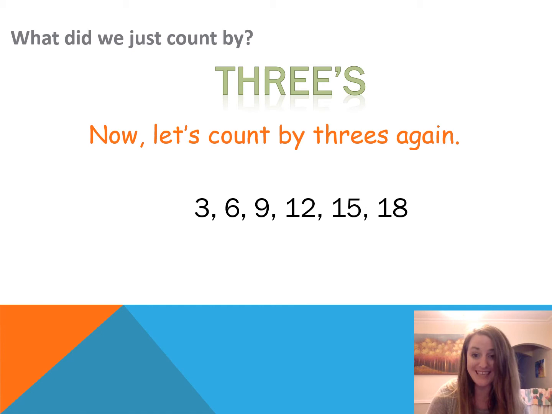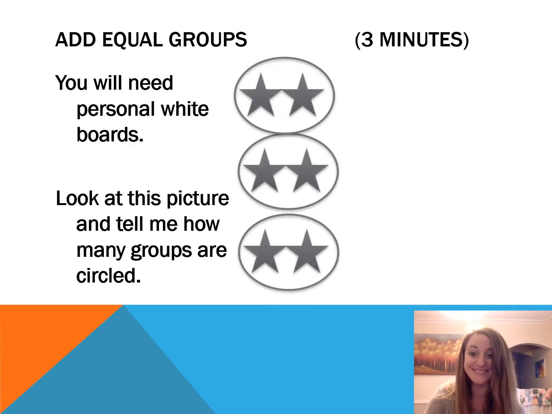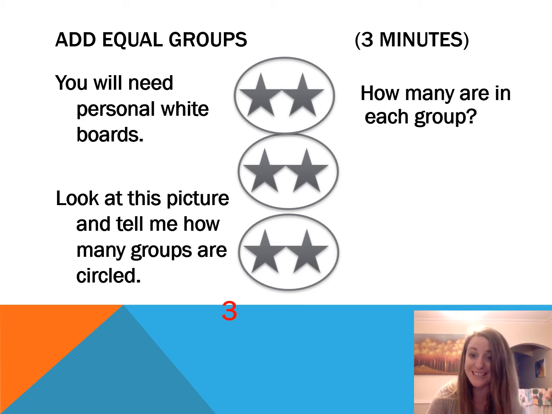3, 6, 9, 12, 15, 18. Let's count down. 18, 15, 12, 9, 6, 3. Let's switch to whiteboard mode. Look at this picture and tell me how many groups you see circled. We see 3 groups. How many are in each group? There are 2 in each group.